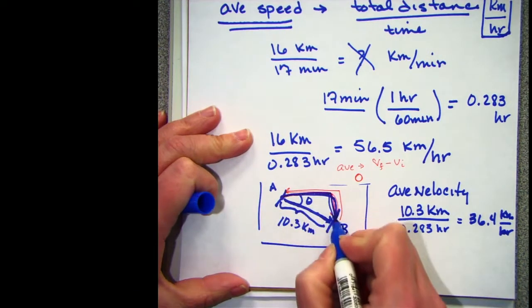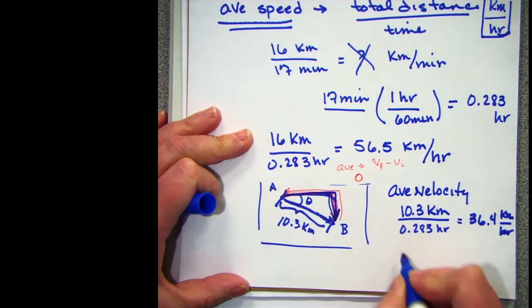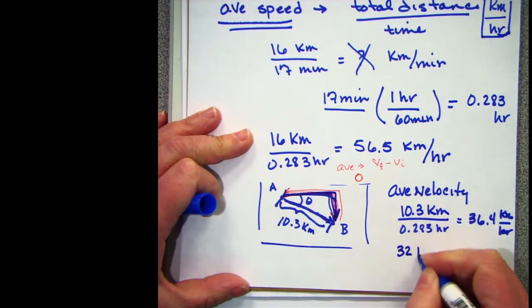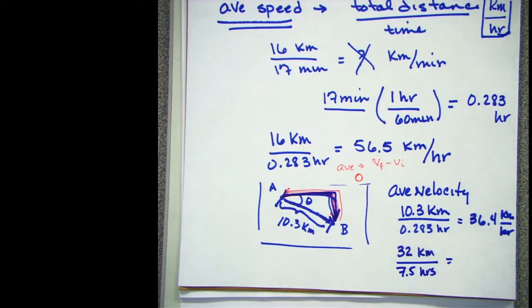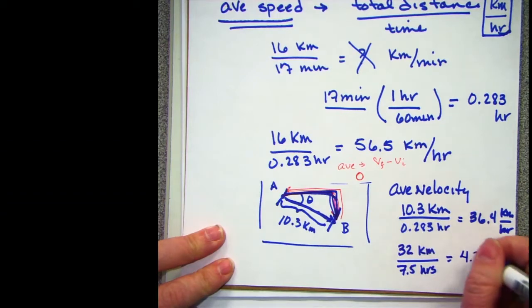I went this way, that's 16 kilometers, came back, that's 16 kilometers. So the total distance traveled was 32 kilometers, and I went in 7.5 hours. And if I do that, I get 4.27 kilometers per hour.